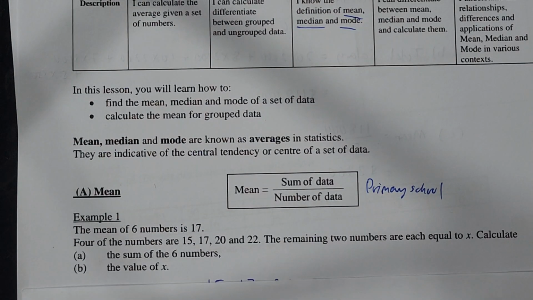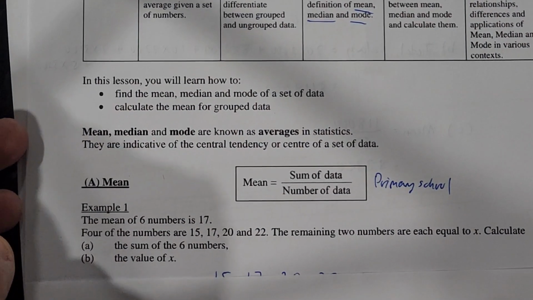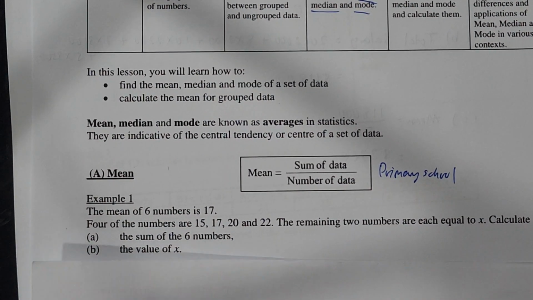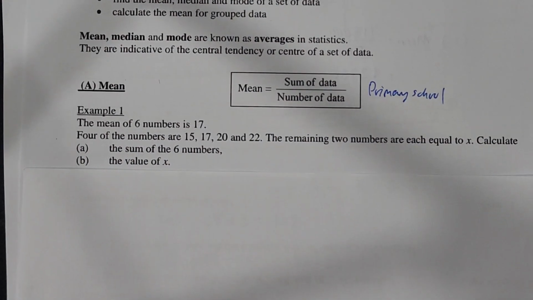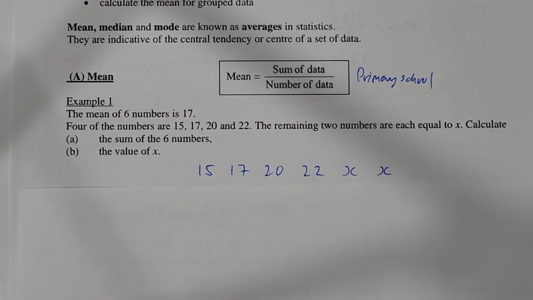First of all, we have this example. The mean of 6 numbers is 17. 4 of the numbers are 15, 17, 20, 22. The remaining 2 are equal to x. So what it means is that these are the 6 numbers: 15, 17, 20, 22, x and x. The two numbers are equal to x.